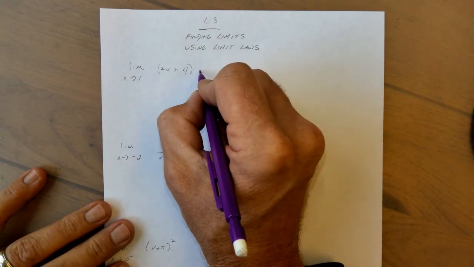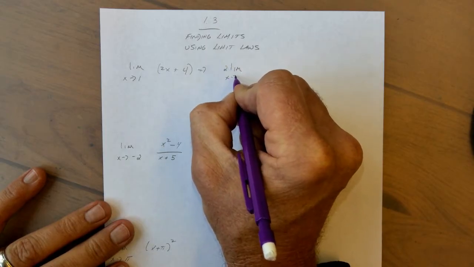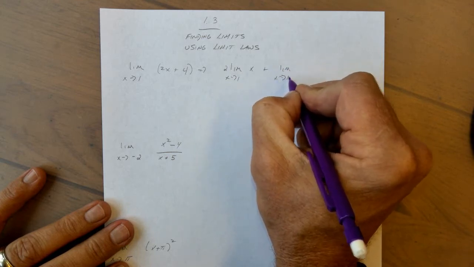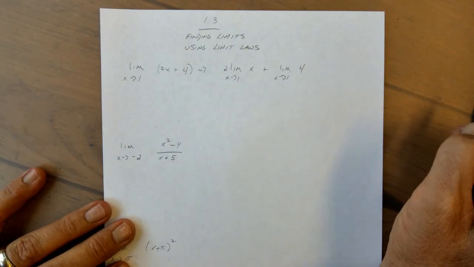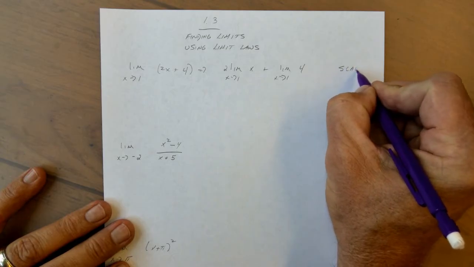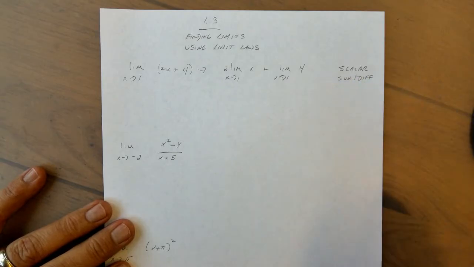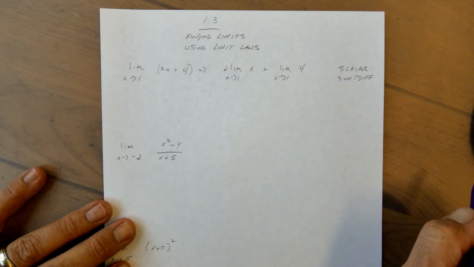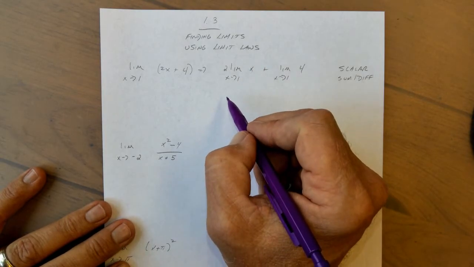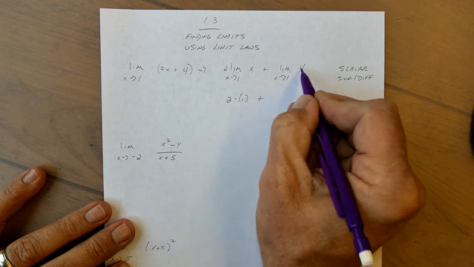And so I'm going to rewrite this by saying it is 2 times the limit as x approaches 1 of x plus the limit as x approaches 1 of 4. So here, notice what I'm doing is I've applied what we call our scalar. And here with our sum difference property. And so now here with x, this is what we call the identity. And so our limit laws tell us that this is the same as 1. And then here we have our constant.